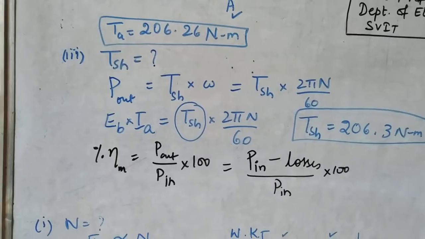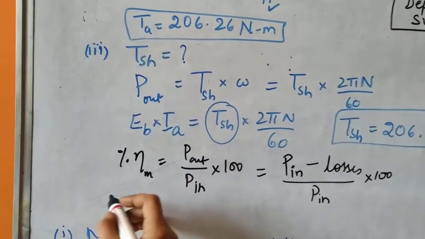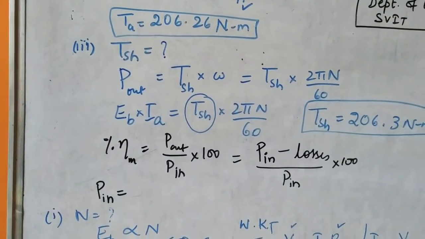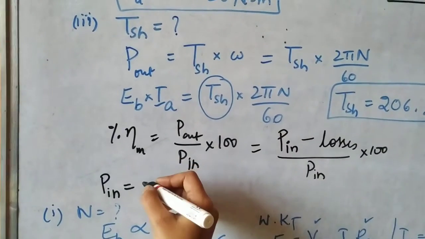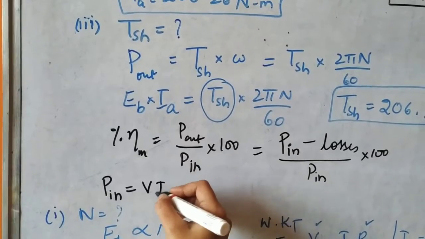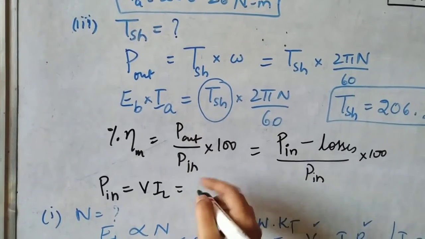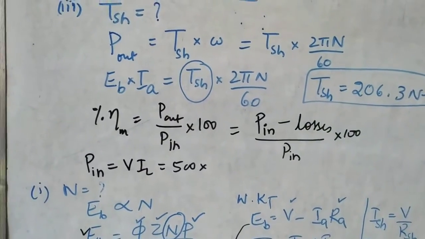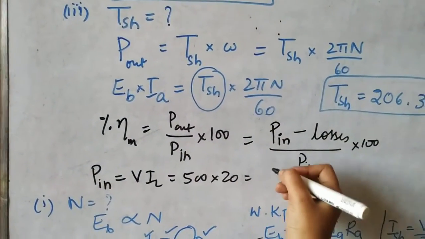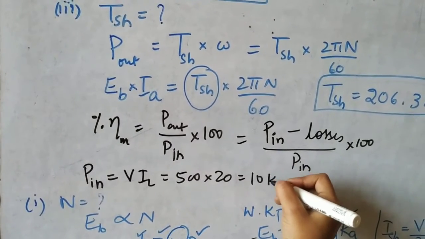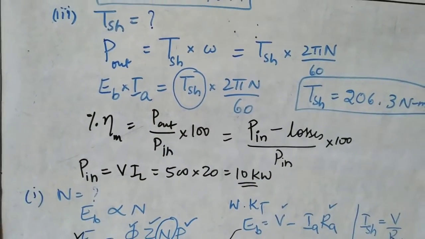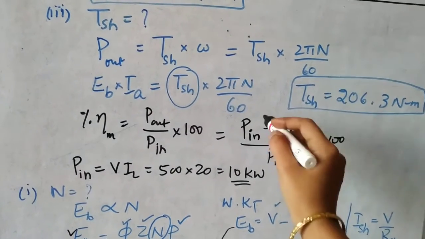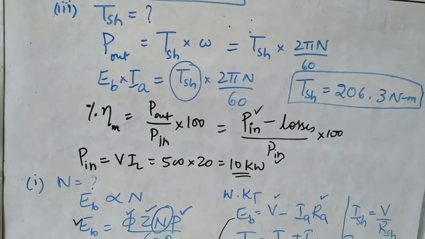Right? So what is the input power here? P in, I can write it as input power is nothing but the input to the motor. It is electrical energy, so it is the supply voltage V into the line current, right? So 500 multiplied by the line current. They have given 20. So you will get the answer as almost 10 kilowatts, or 10,000 watts. This is the input power. Now we have to determine all the losses.